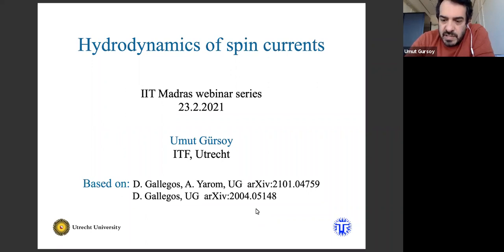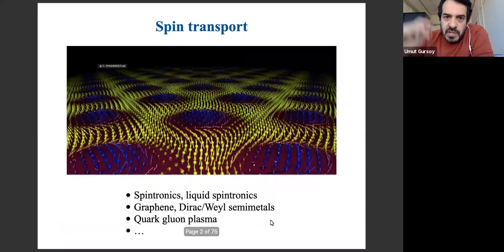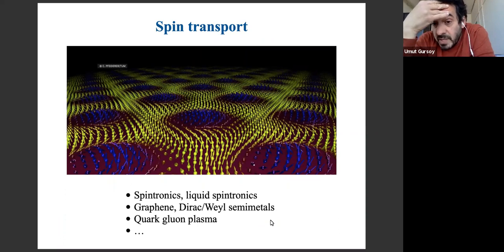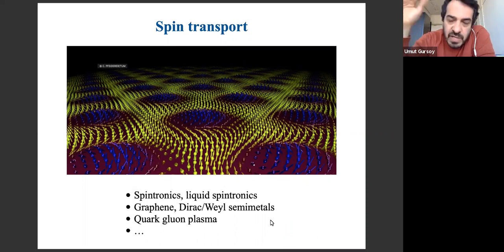So let's start with the motivation. The main motivation is, of course, that spin transport is playing a more and more prominent role in many different research directions. For example, in condensed matter physics, we are familiar with new areas of research, spintronics and liquid spintronics, that are becoming more and more interesting. These are strongly correlated materials, and the spin flows much better in the presence of strong correlation. This is the motto being used in these directions now. It's a very interesting research direction.